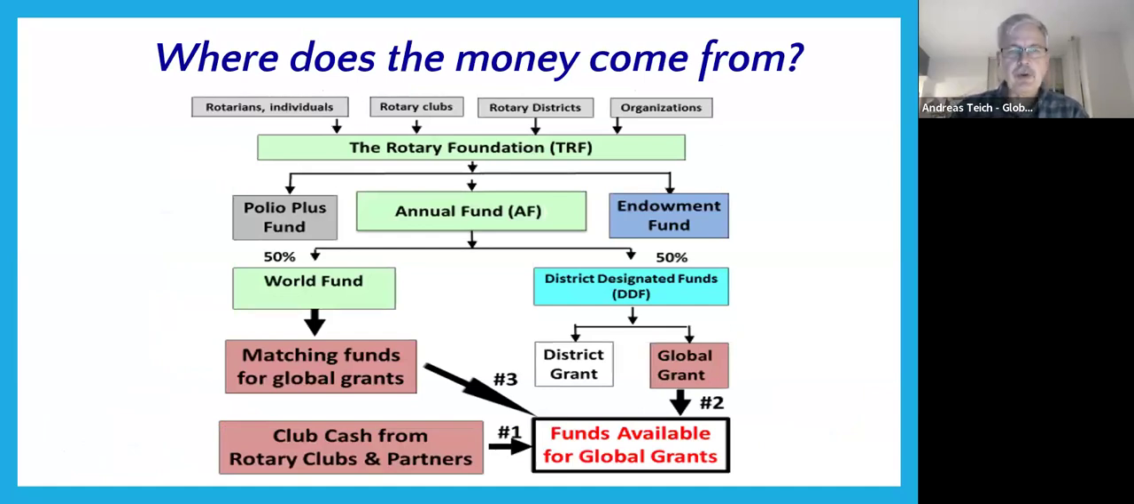Well, here's the picture. If there isn't any money contributed to the Rotary Foundation, then the rest of this does not happen. So unless we do work as individuals, as clubs, as districts, and organizations through the Foundation, there are no funds available for global grants. So simple as that. Next.